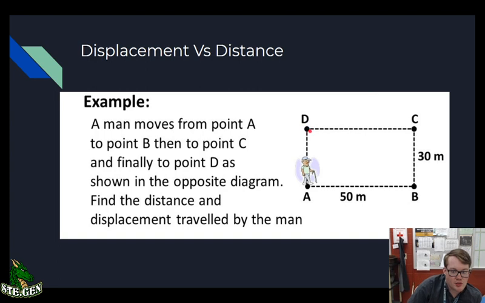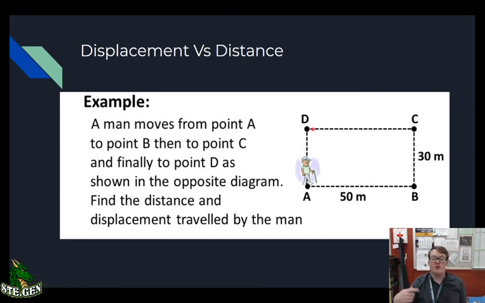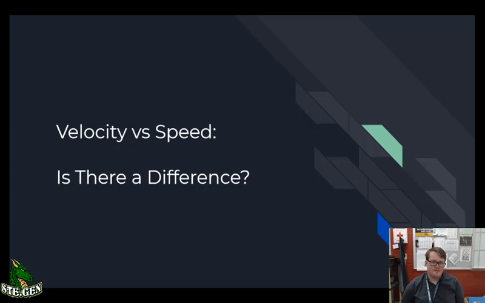It just says, oh, he walked 130 meters. But the displacement would be 30 meters north, if we're assuming that this is north, south, east, west. So 30 meters to the north would be his displacement because it has the magnitude and the direction.